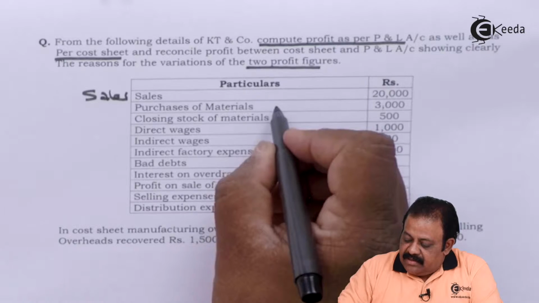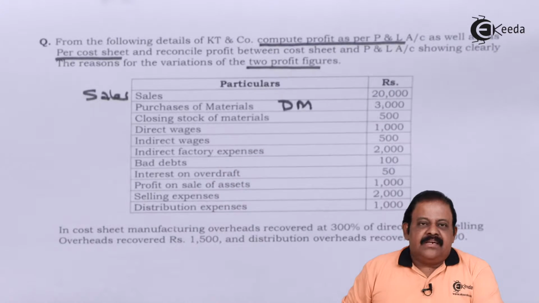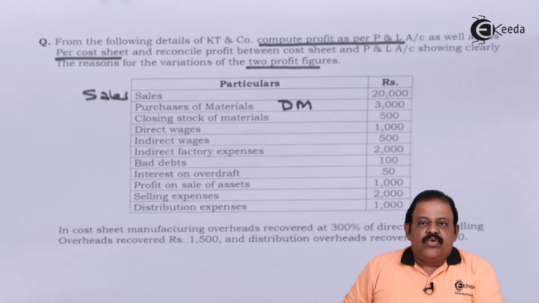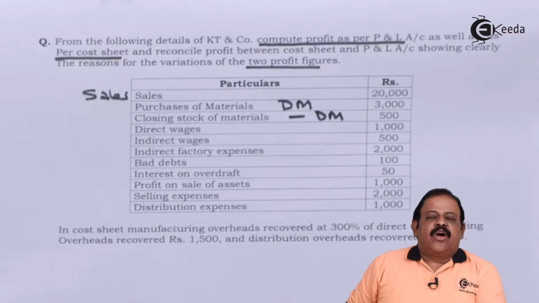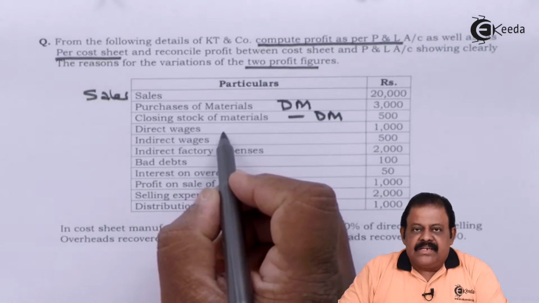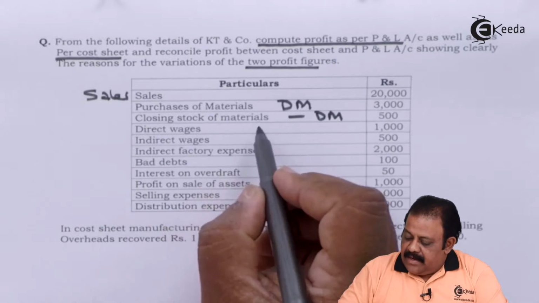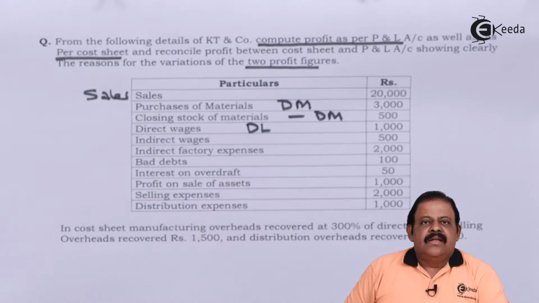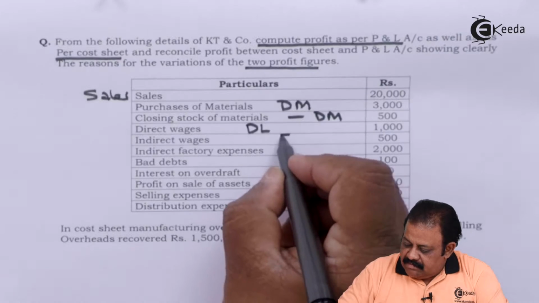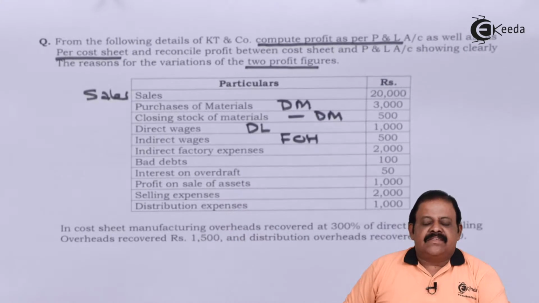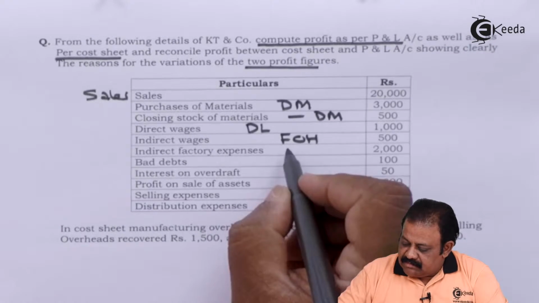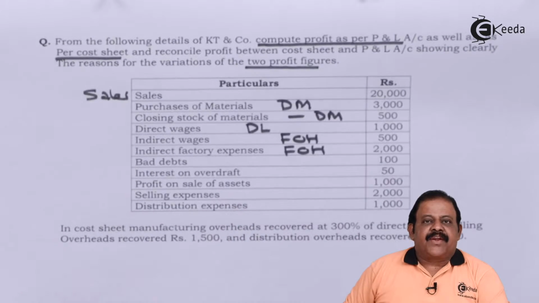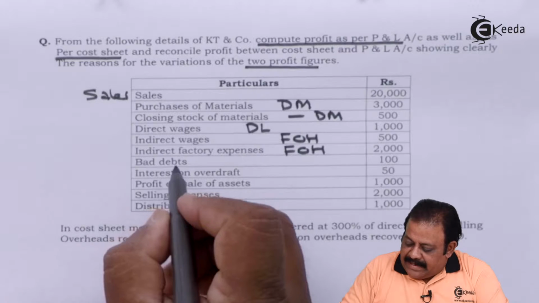purchase of material, it will be direct material, closing stock of material, we have to deduct from direct materials, direct wages, that is direct labor, indirect wages, factory overheads, indirect factory expenses, factory overheads, bad debts.